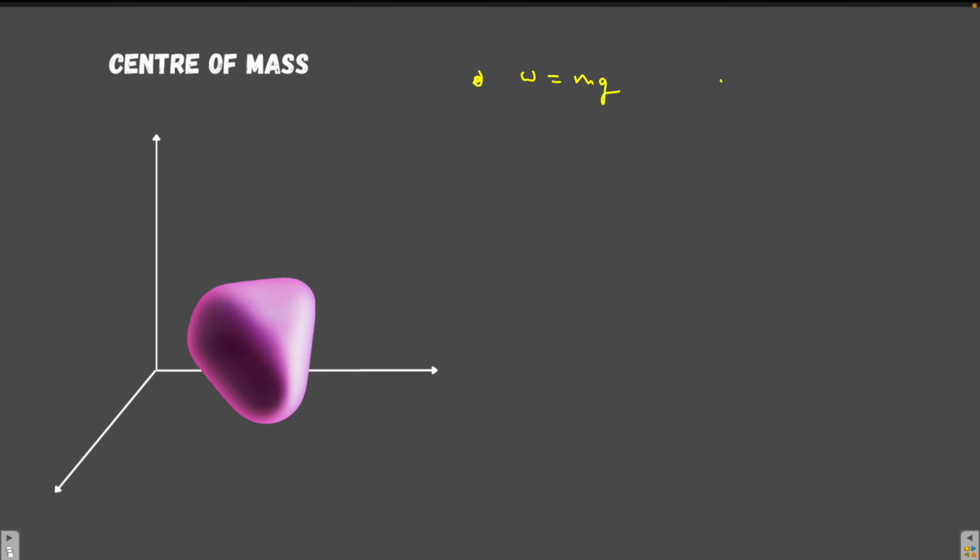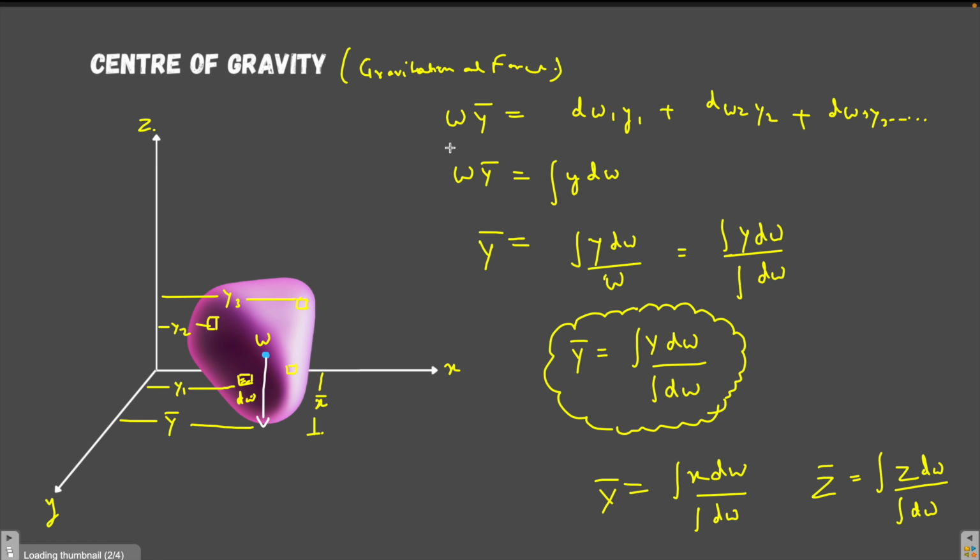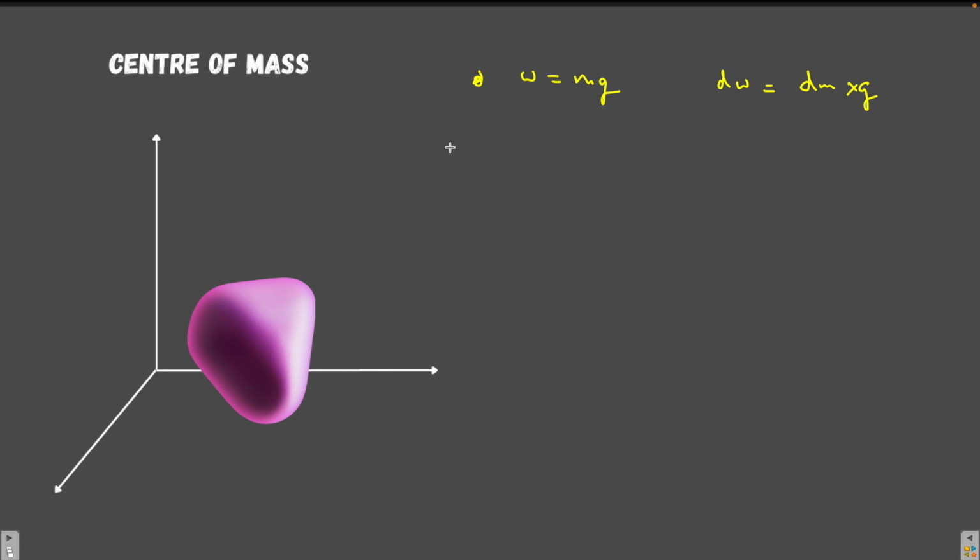Can we write dw as dm into g, acceleration due to gravity? Now for finding out the center of mass, what we can do is just replace this dw by dm into g. So what we will get, our y bar will be integration of y dm into g by integration of dm into g. The g and g will get cancelled out and we will be left with y dm by integration of dm.